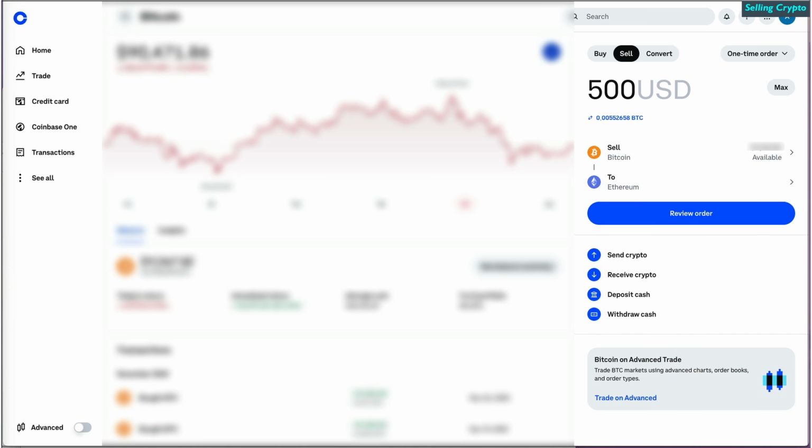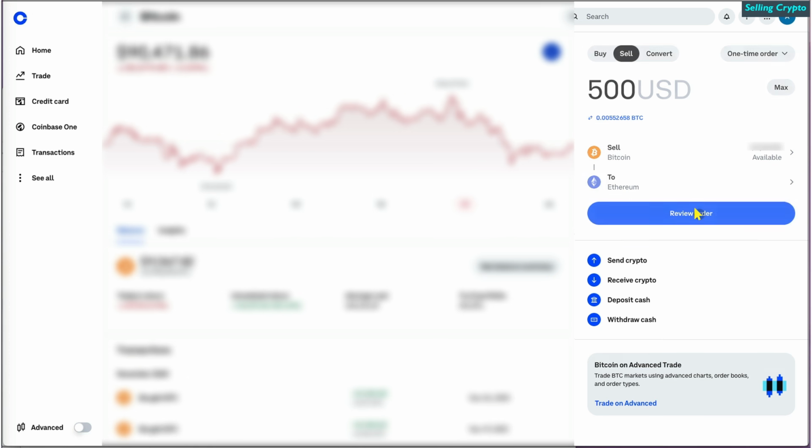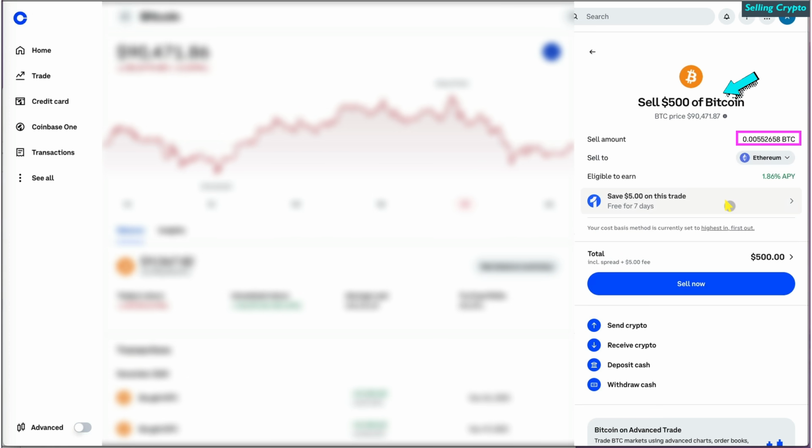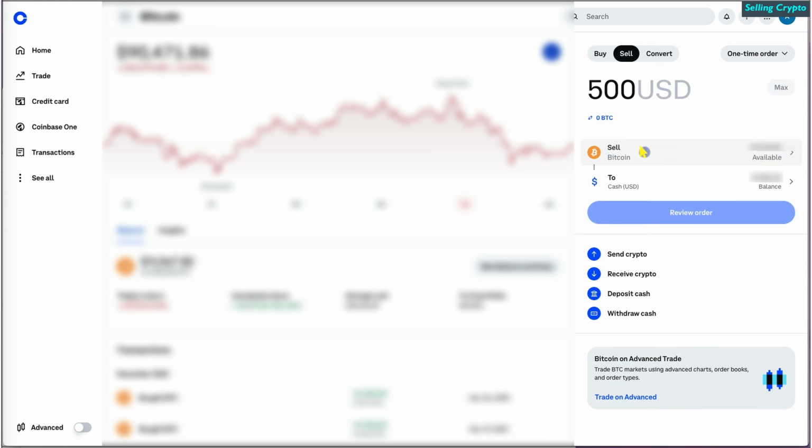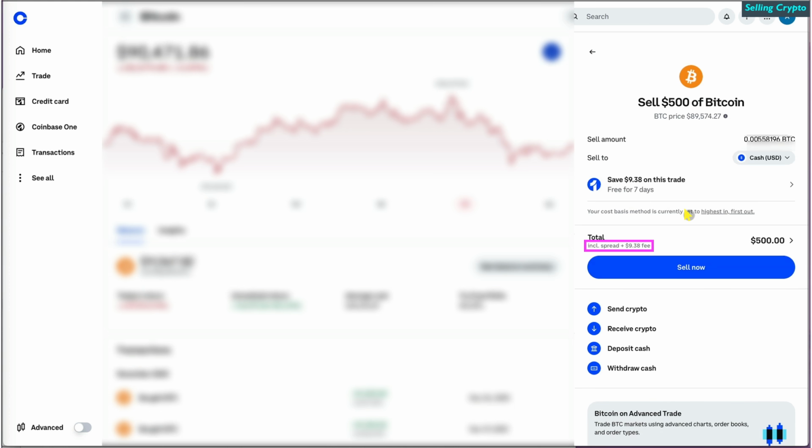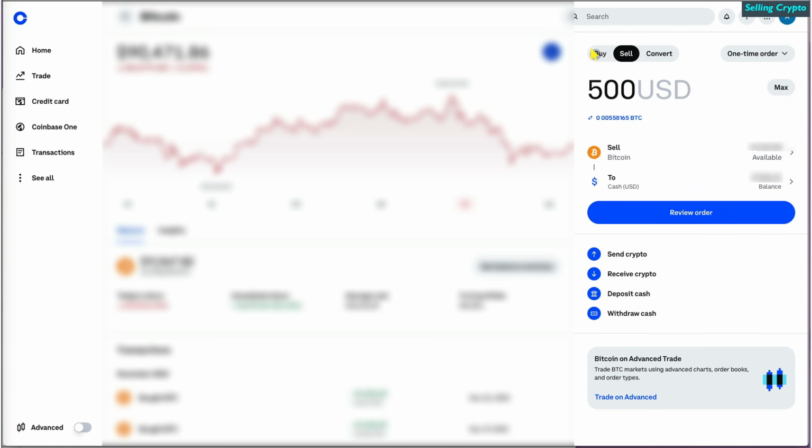Next, enter the amount you want to sell in US dollars. For example, selling $500 worth of Bitcoin would equal about 0.00552 of the crypto. Finally, review the order. Note that there is a transaction fee. In this example, converting one crypto to another shows a $5 fee. If I sell Bitcoin for cash instead, the same 500 sell shows a higher fee of $9.38. So check the fees Coinbase charges you for different transactions.